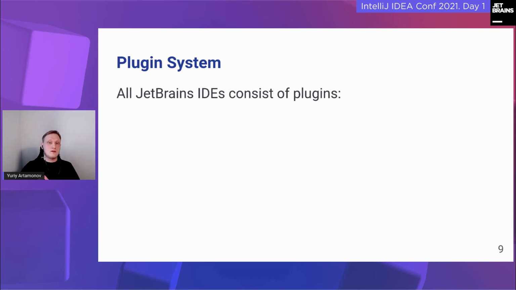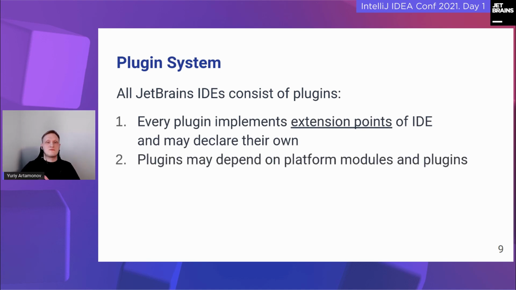Okay, let's talk about the plugin system. The plugin system is a mechanism that allows different plugins to collaborate and communicate with each other. And here, every plugin implements something like a loophole called an extension point. This is a special interface that should be declared in the IDE or inside a plugin. And this is how plugins communicate with each other. And also, plugins may reuse existing functionality of the IDE and its plugins.